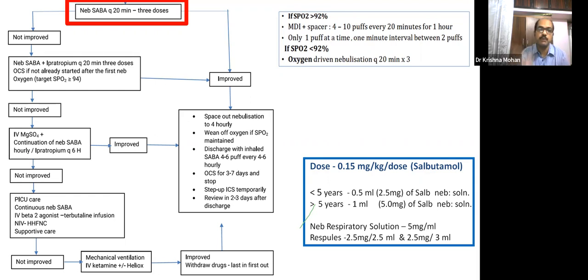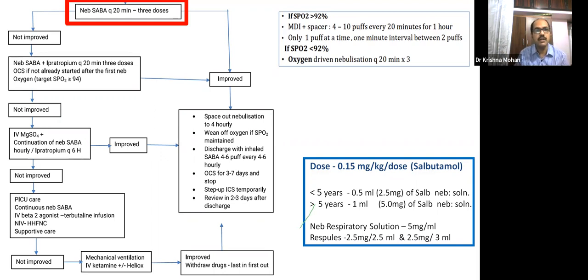So you have to remember one thing: Respule is an already diluted drug. It is already diluted with normal saline, so there is actually no need to dilute it again. This is one mistake that we usually make. The Respule comes diluted in normal saline, so you can use it directly. So nebulized or using an MDI with spacer, salbutamol is the first drug that you are using.